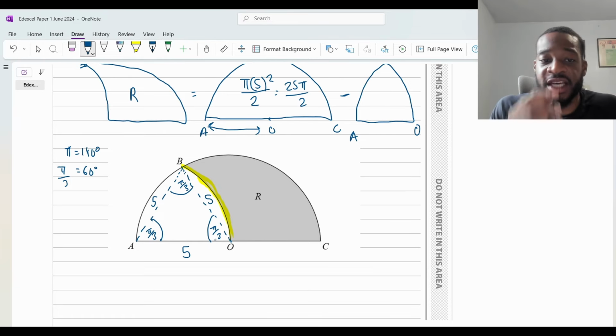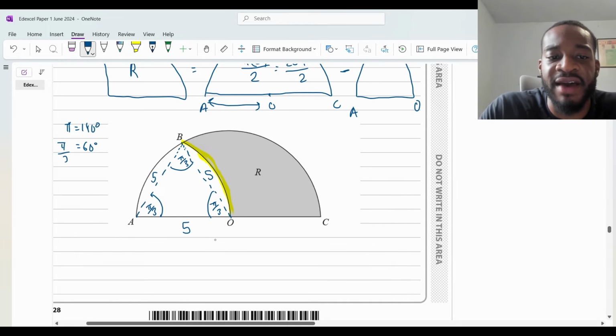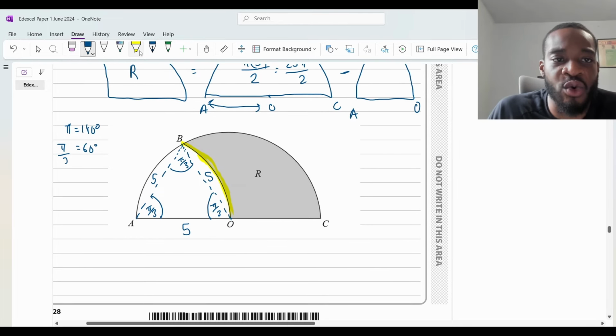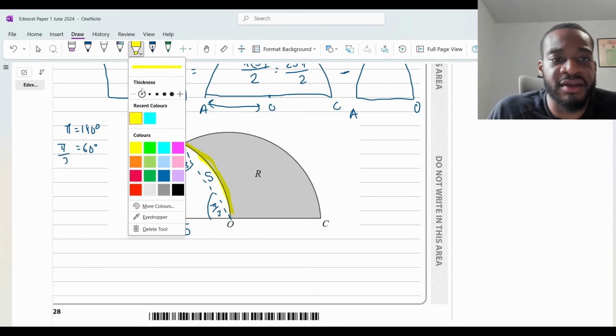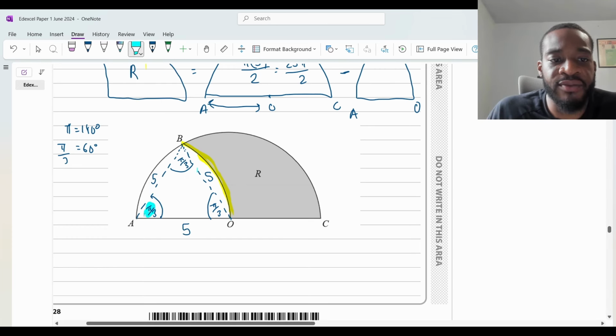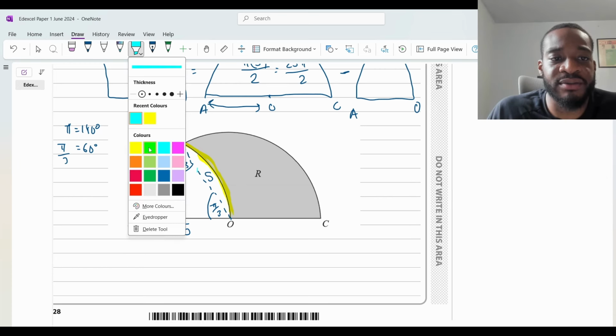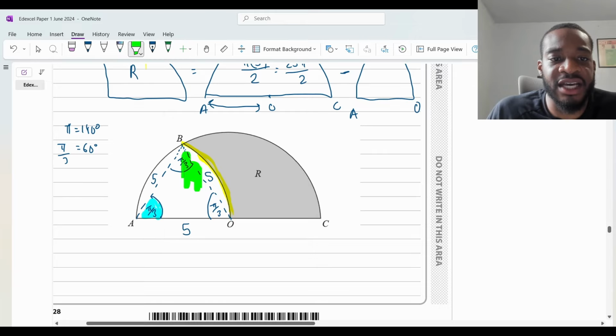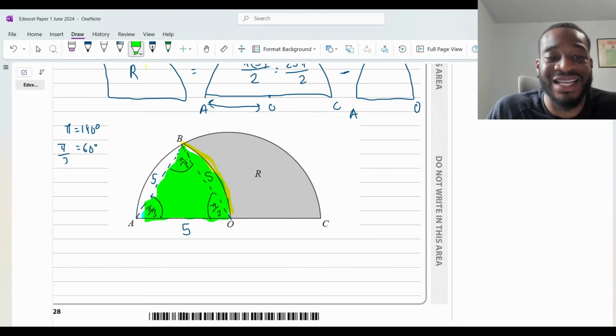Now, how is that helpful to us? Remember, what we're trying to do at the end of the day is work out the entire area. This is helpful because we know that this angle here is pi over 3, and that will actually allow us to work out the area of this sector, I'll do it in green. Once I know the area of that entire sector, that will allow me to calculate that smaller segment, but I'll do it bit by bit. So let's work out what that sector is.